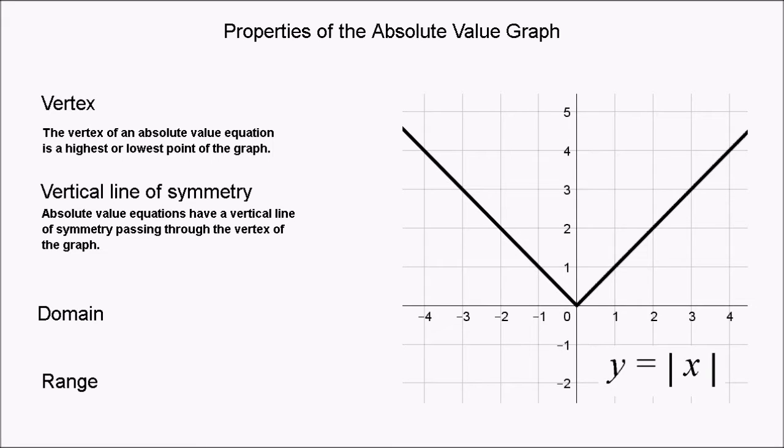Okay, let's go over some properties of the absolute value equation, specifically the graph of the absolute value equation. So the first thing I'd like to identify is absolute value equations have a vertex, and the vertex on an absolute value equation is the highest or lowest point on the graph. Visually, it looks like a wide or narrow angle. If you look at our graph, the vertex is located at the origin, 0, 0.